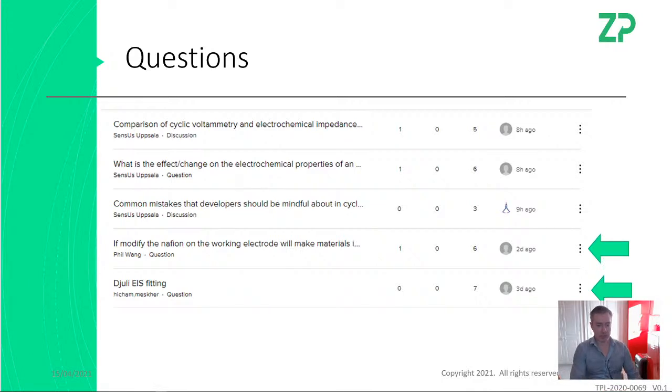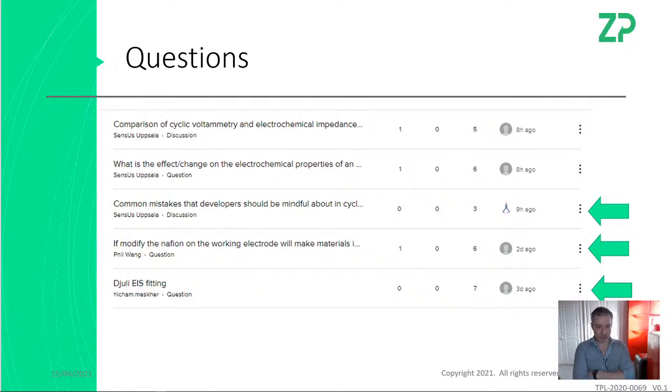There's also been a question coming from Phil Wong. Hi guys, I can see Hasim and Yanni online. Phil Wong asked whether putting a Nafion coating on an electrode should make an impact on the EIS spectrum, and the answer is yes, it should. We'll try and do some simulation around that today to answer that.